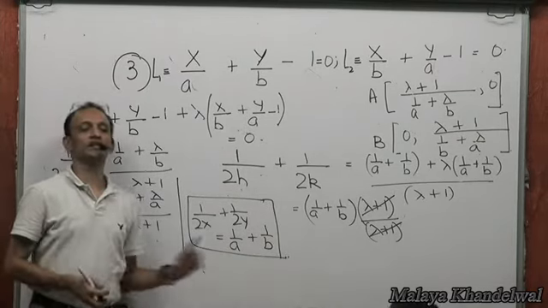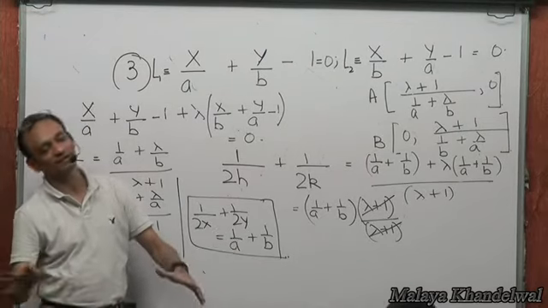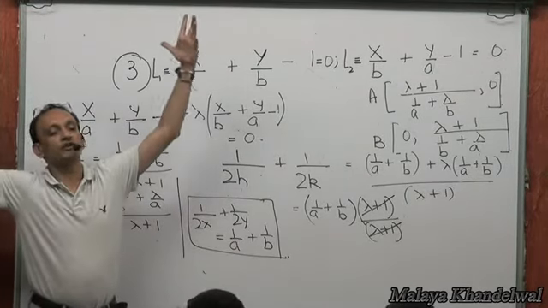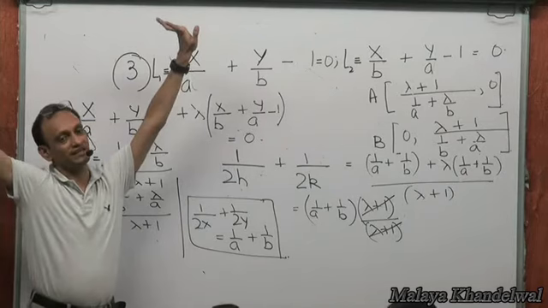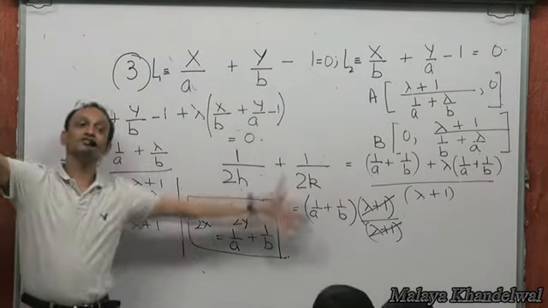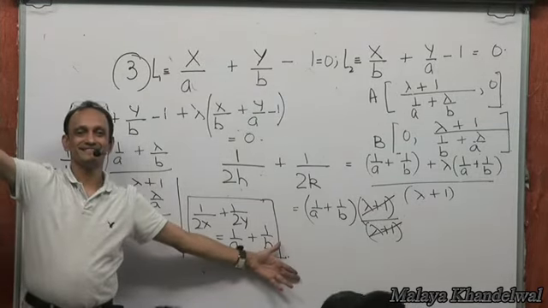That's the relationship that connects the x and y coordinate of the moving point while we keep selecting different lines passing through that fixed point P. Yes or no? Yes. This is the locus. Right?